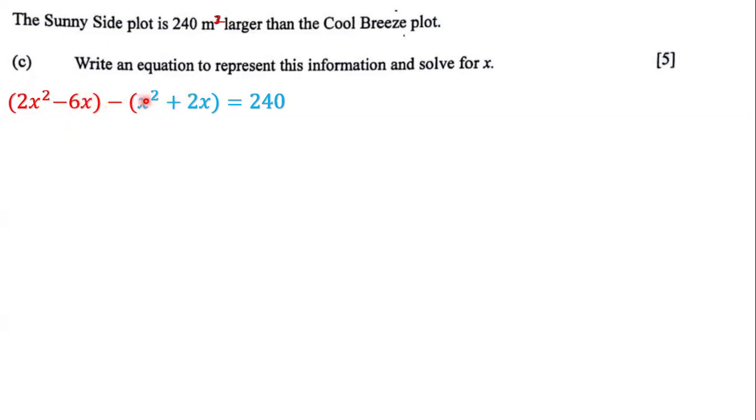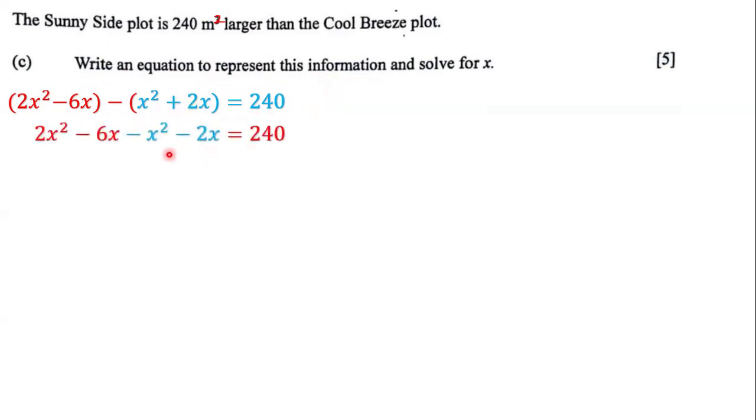And when we subtract them, we should get 240, because it says that Sunnyside is 240 meters squared larger than Cool Breeze. So that means that when we subtract these two areas, we should get 240. And so here we have an equation to represent this information. But they want us to write an equation to represent this information and solve for x. So let's simplify this equation first.